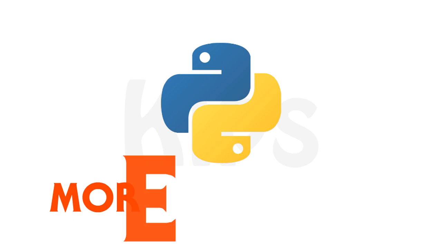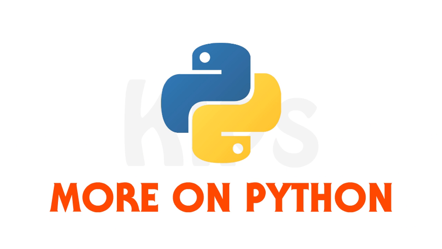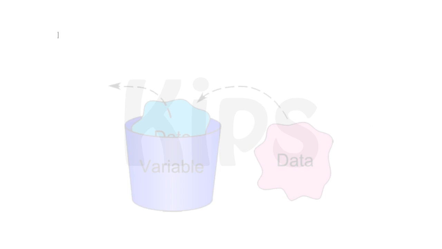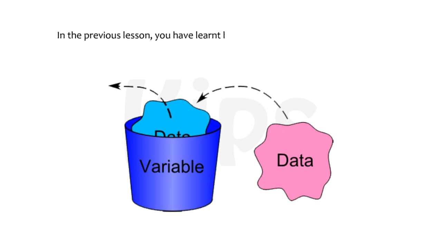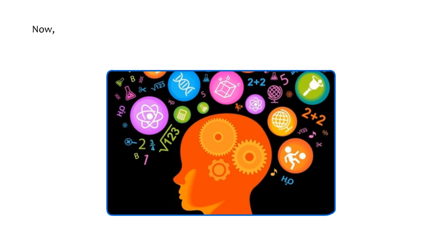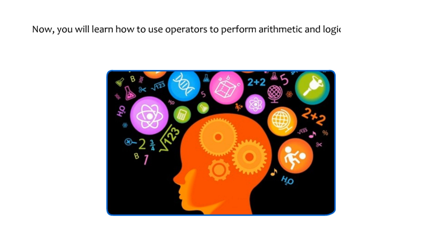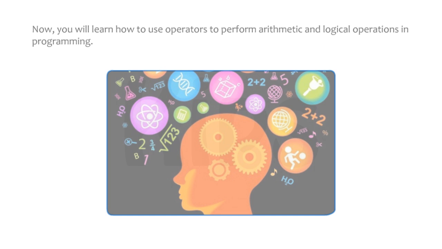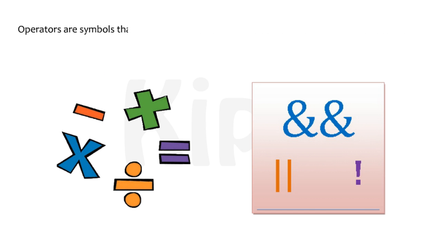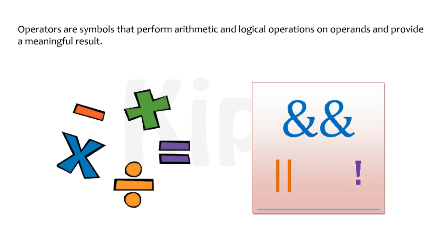Today, let us learn some more concepts of Python. In the previous lesson, you have learned how to declare and initialize variables. Now, you will learn how to use operators to perform arithmetic and logical operations in programming. Operators are symbols that perform arithmetic and logical operations on operands and provide a meaningful result.